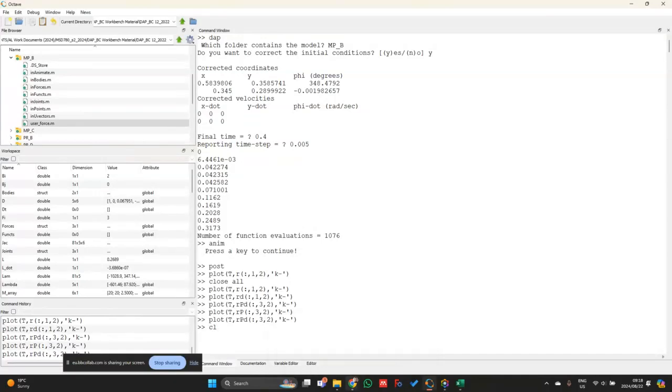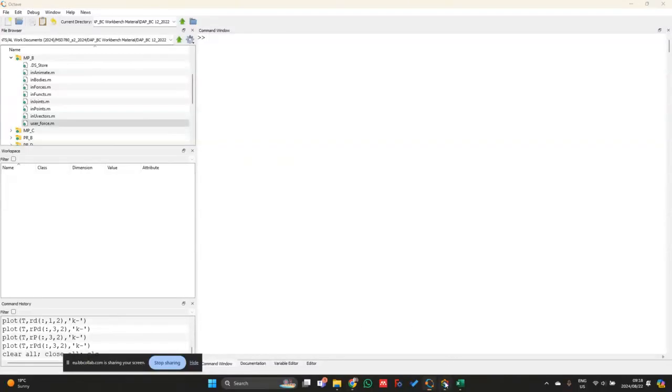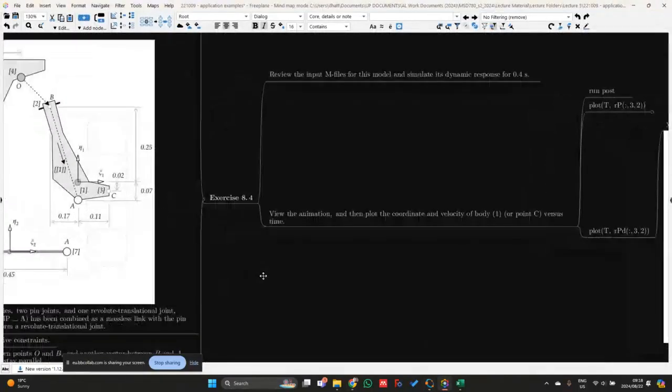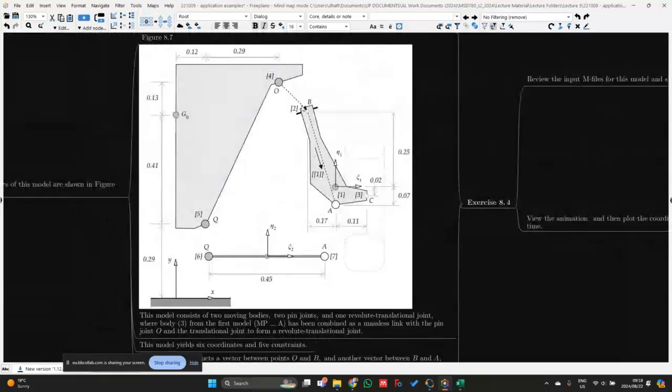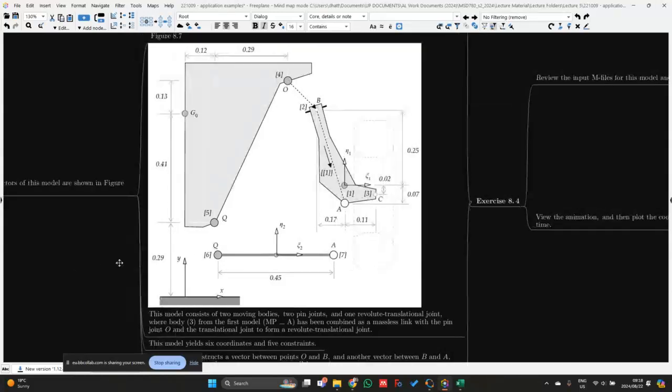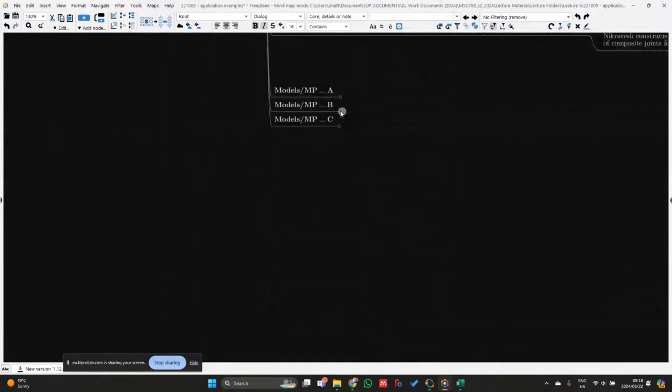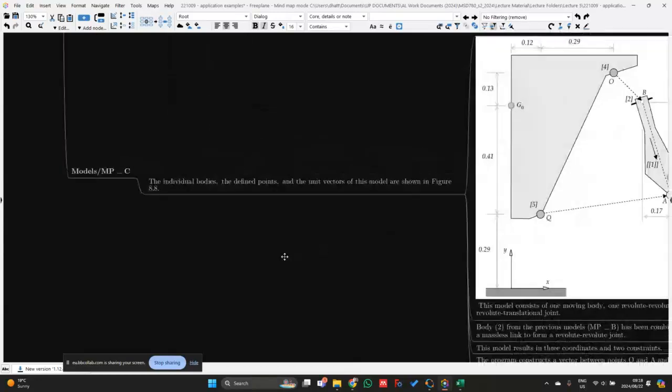Okay, so that is then McPherson B. So we now saw that the kinematics look more or less the same, but we are now able to actually be more computationally efficient if we're not interested in the dynamics. So we can reduce the number of bodies that we're interested in. Right, so now we have one last model to look at, McPherson C.